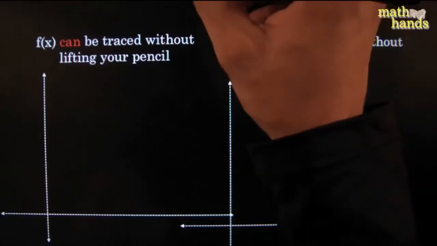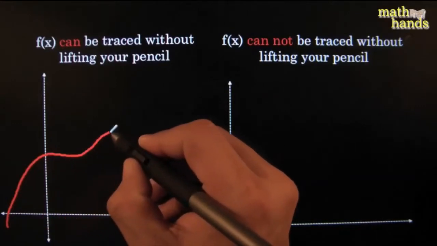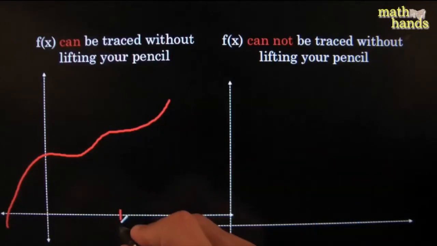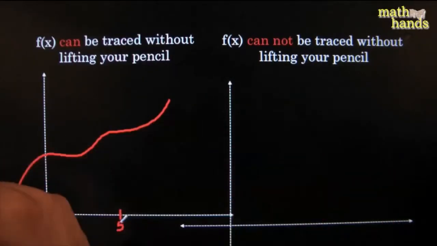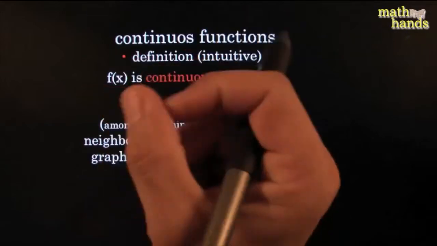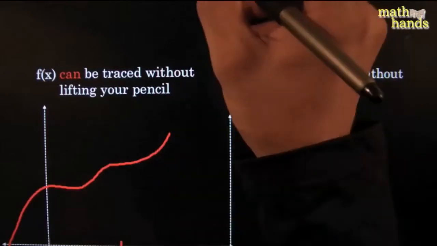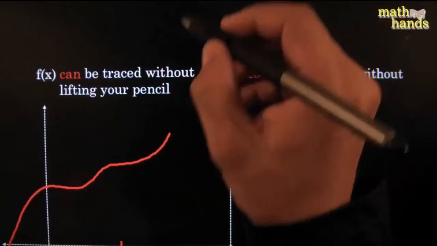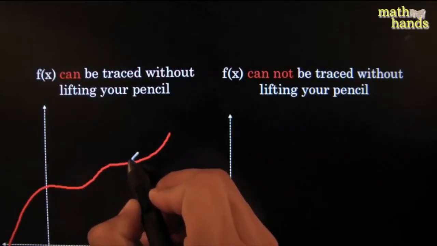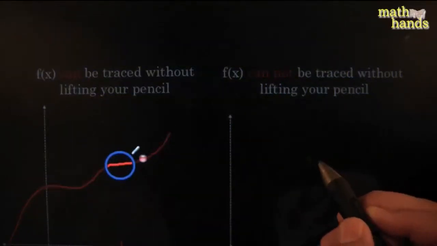Now, what exactly does that mean? Compare these two graphs. Suppose you've got some function here, f of x, and f of x is going this way, nothing out of the ordinary. And suppose you've got the point here, x equals 5, and suppose you're checking this condition. f is continuous at 5 if around 5 there's a little tiny neighborhood. How tiny? Well, as small as you want it, where the graph can be traced without lifting your pencil.